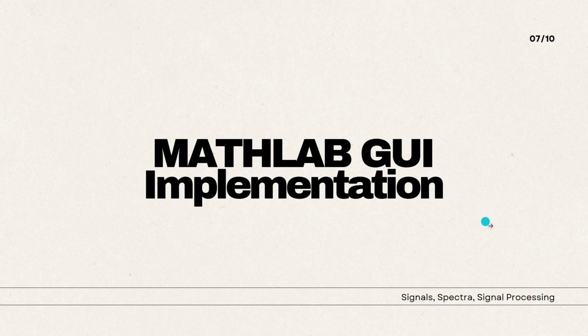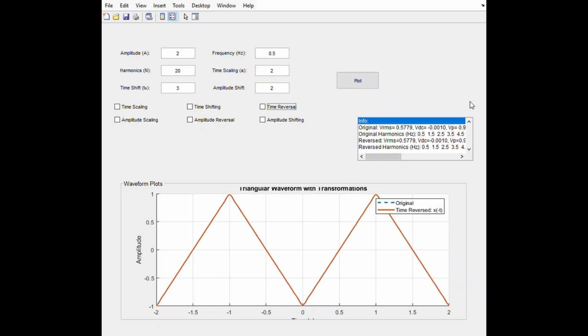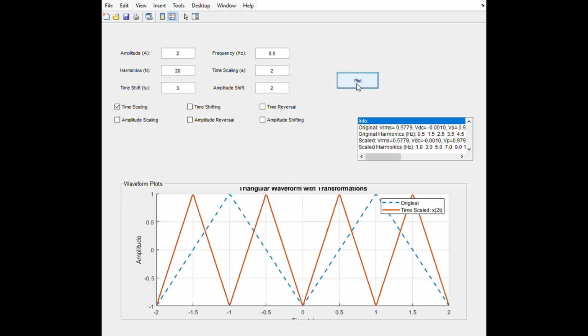To visualize and further understand this concept, let's look at how we applied the 6 fundamental transformations of periodic signals to a triangular waveform using our MATLAB GUI. This graphical user interface was built using MATLAB's App Designer or GUIDE. It allows users to interactively generate a triangular waveform and apply various transformations to observe the effects in real time.